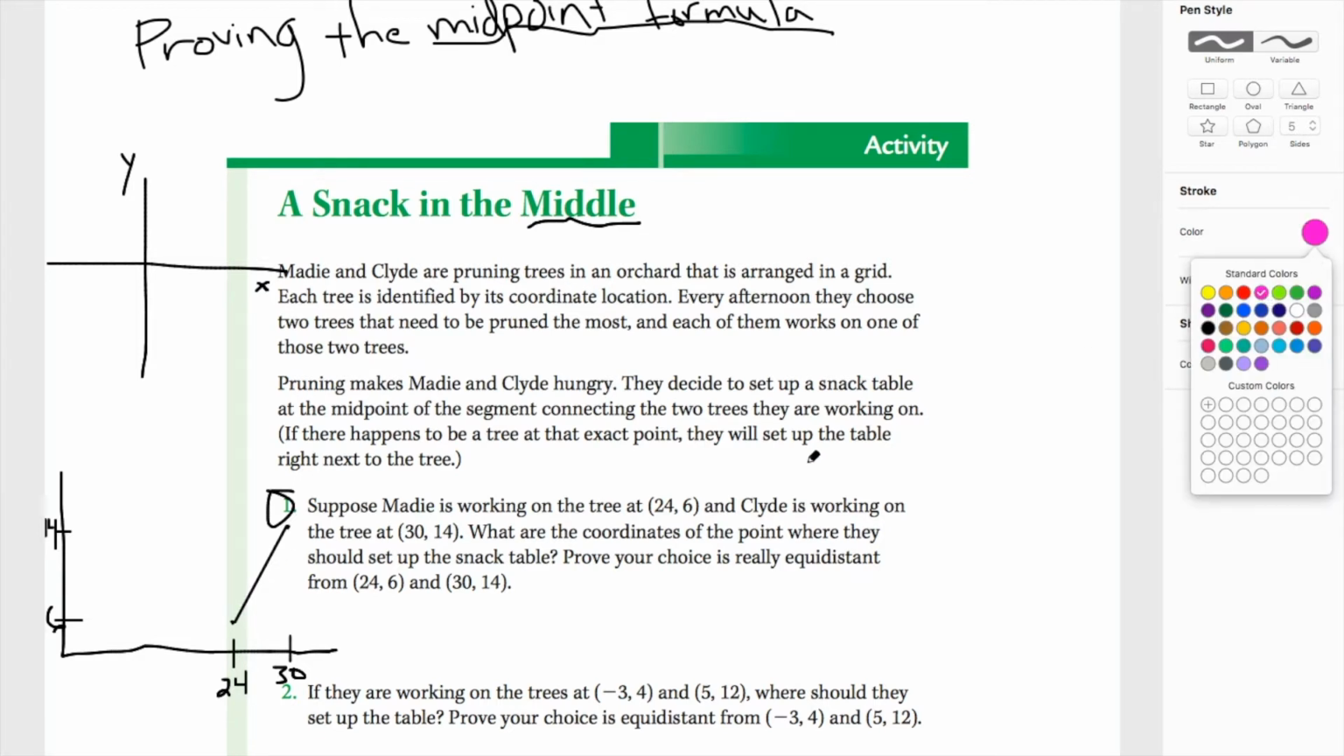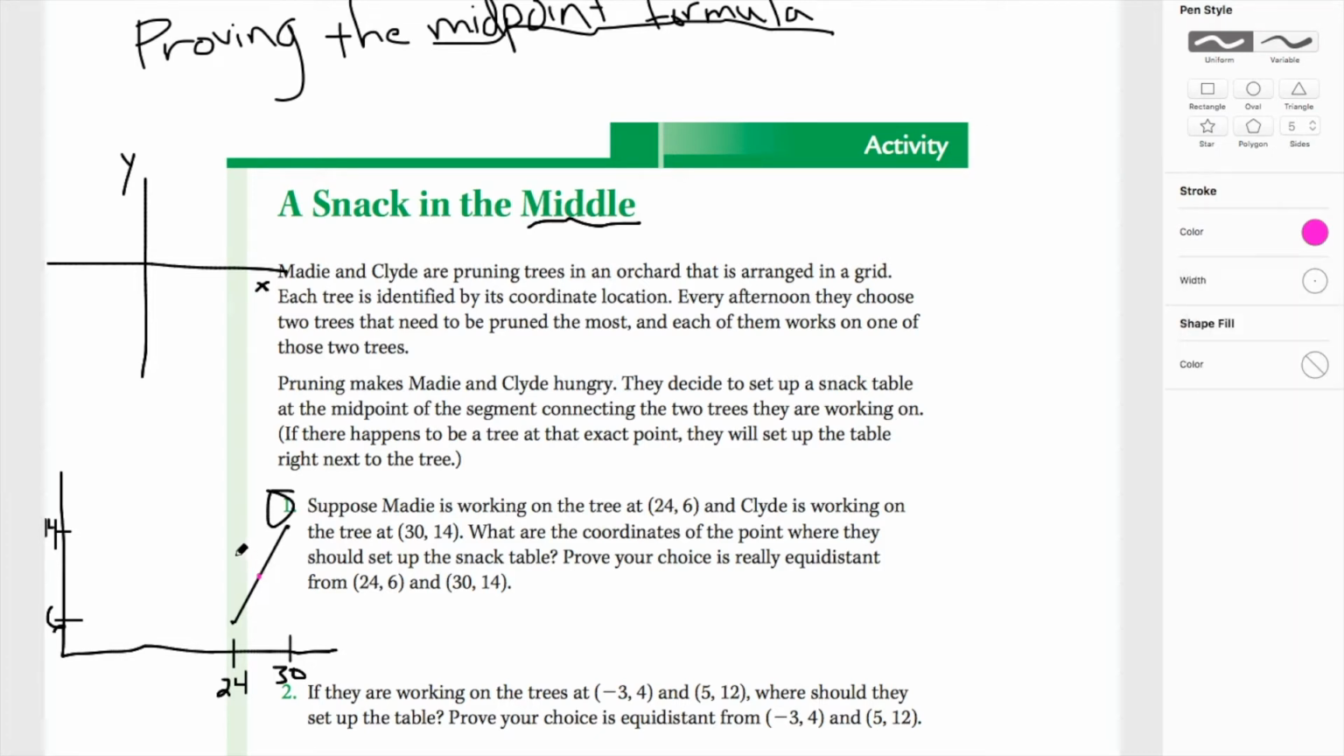And we want to set up the snack table exactly halfway in between. So we're going to mark our midpoint, and we need to figure out what the coordinates of that midpoint is right here, okay? So what are the coordinates of the point where they should set up the snack table? What do you think? Well, let's go with our best guess, okay? Before we actually prove this here, let's go with our best guess. What do you think, okay? So our midpoint here, remember this is 2 dimensions. So do you think it's going to be right in between this 24 and 30? Let's maybe mark that down.